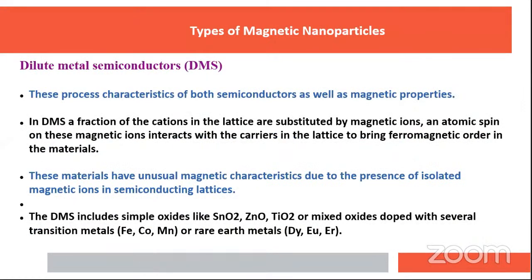Now the dilute magnetic semiconductors. These possess characteristics of both semiconductor as well as magnetic properties. So these are semiconductors but having magnetic properties. In this DMS, a fraction of the cations in the lattice are substituted by magnetic ions, and the atomic spin of these magnetic ions interacts with the carriers in the lattice to bring ferromagnetic order in the materials. Especially in DFT based studies, what we are observing is that if we have some oxide, metal oxide, and we dope transition metals or rare earth metals, then these dopings induce a magnetic field, and these are actually mostly dilute magnetic semiconductors. Next.